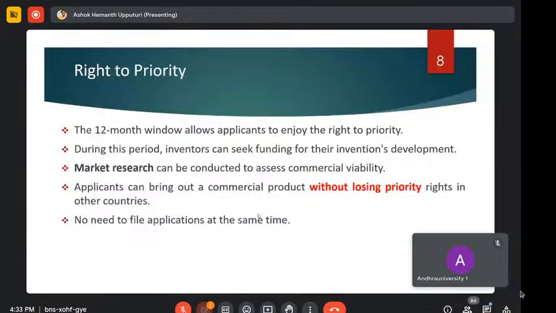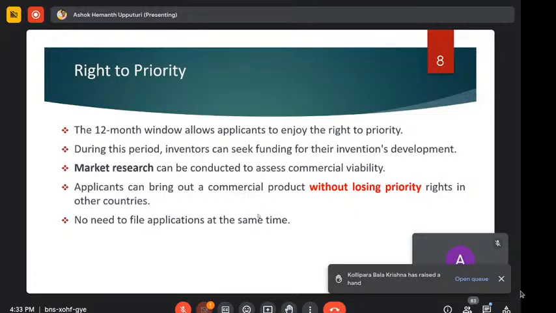Earlier we faced a problem, and that's how through the Paris Convention, in 1883, the right to priority came into the picture. Now it is in our Patent Act as well. This right to priority gives a 12-month window. What is this 12-month window? Earlier, if we didn't have this kind of right, you would have to file applications at the same time in all the countries, which is very difficult, impossible. That's the reason this right to priority provision has been given through the Paris Convention.